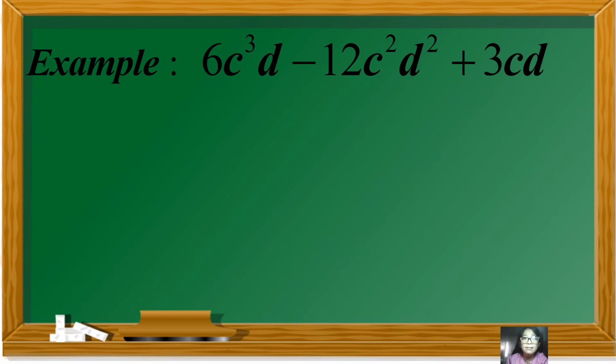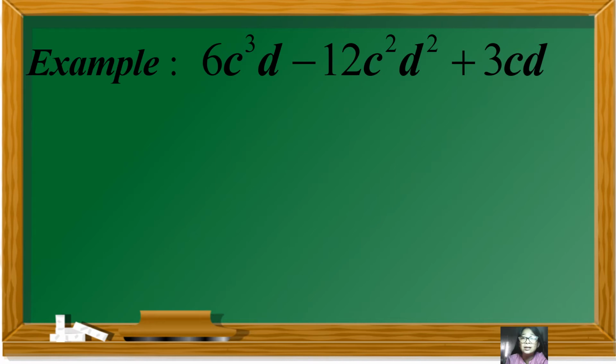Okay, so we have here an example. We have 6c cubed d minus 12c squared d squared plus 3cd. So first, you need to get the GCF. Okay, very good. So what is the GCF of 6, 12, and 3? So that is 3. Because you can divide 6 by 3, you can divide 12 by 3, and you can divide 3 by 3. And then for the literal coefficient, we get the one with the smallest exponent. So that is c raised to the first power.